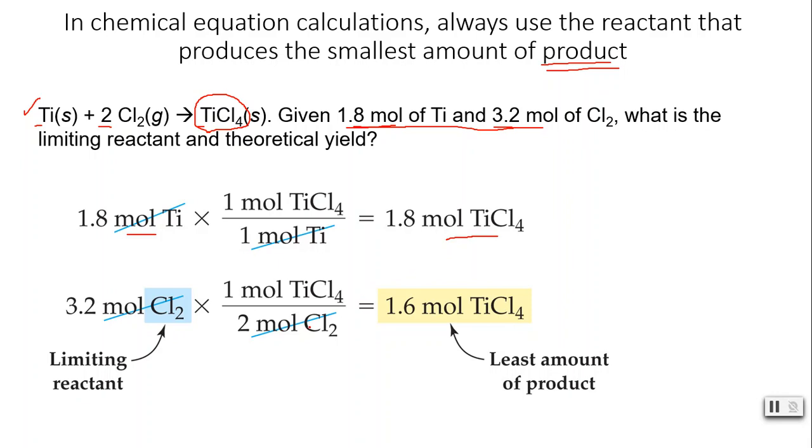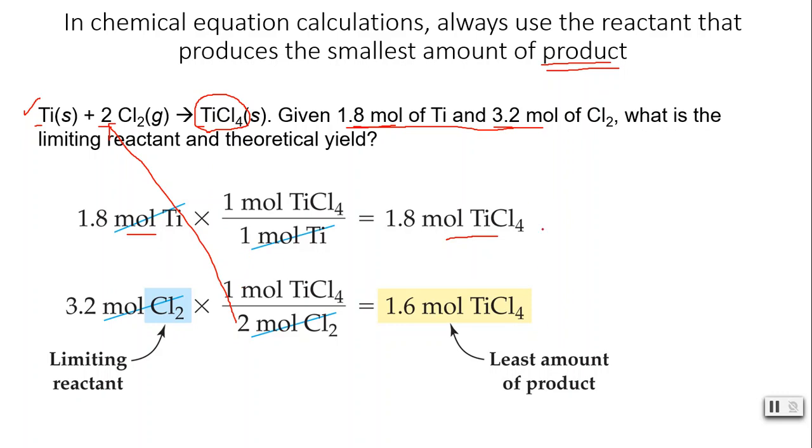I do something similar with the chlorine, except I need to make sure to use the proper coefficients from the balanced equation for the calculation. So when I use chlorine as a reactant, I see for every 2 moles of chlorine, I have 1 mole of TiCl4.